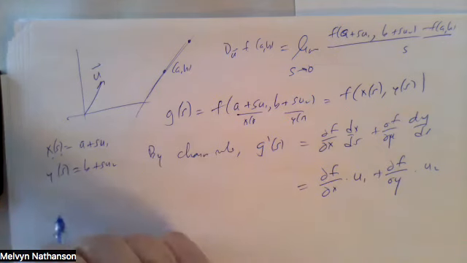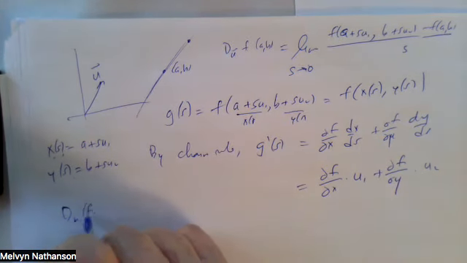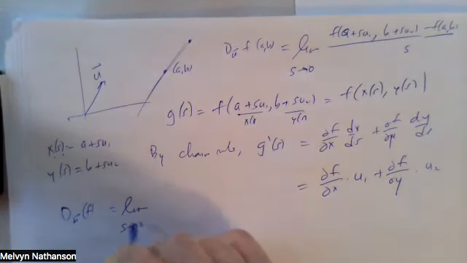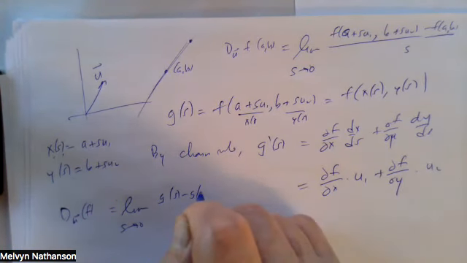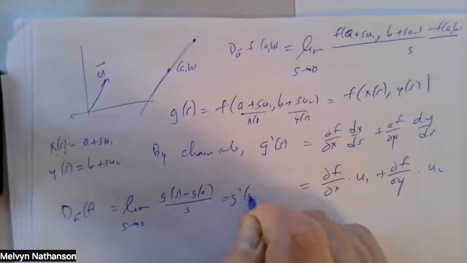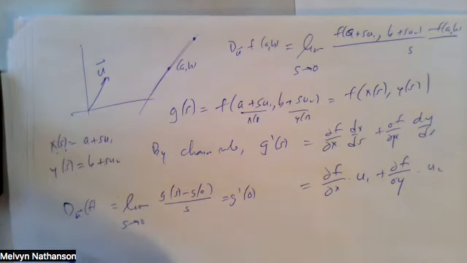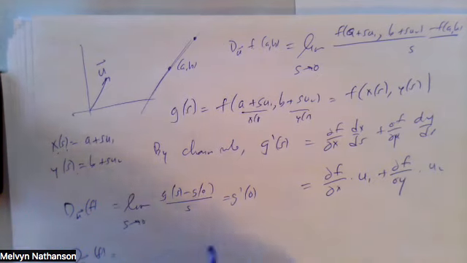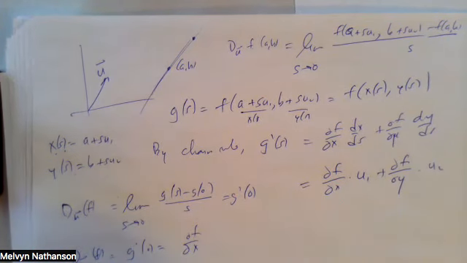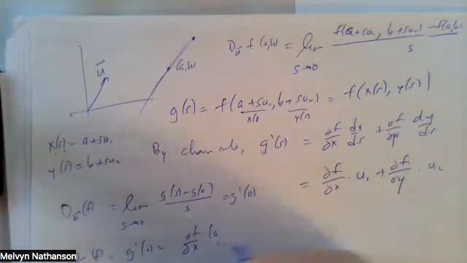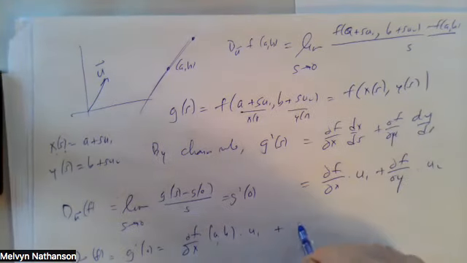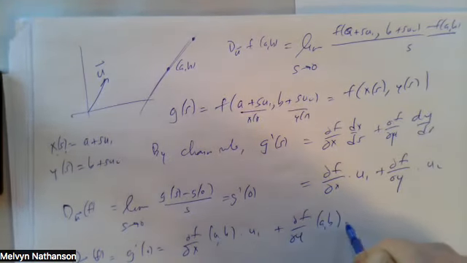And the directional derivative of f in the direction u is the limit as s goes to 0 of g of s minus g of 0 over s, that's g prime of 0. So the derivative of f in the direction u is g prime of 0. When s is 0, this is the partial of f with respect to x at a comma b times u1 plus the partial of f with respect to y at ab times u2.